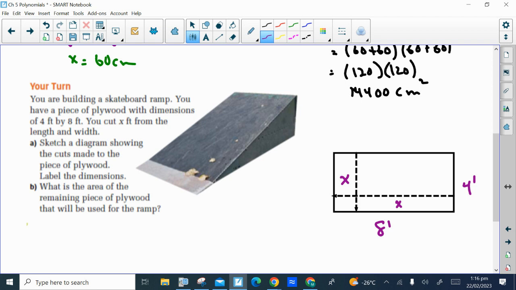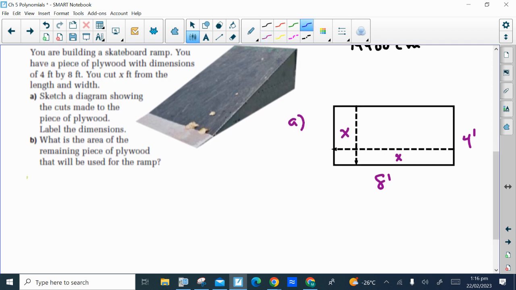So we want to find the area of the remaining piece of plywood. That's what part B is asking us to do. So to do that, we need to come up with an expression for the length and the width of the piece that's left, which is the piece in the upper right-hand corner. The original length was 8, but then you took x away from it. You cut x off, which means the new length would be 8 minus x. And the height was 4, but again, we cut x off of that, so the new height would be 4 minus x. That's the dimensions of the piece that's left.